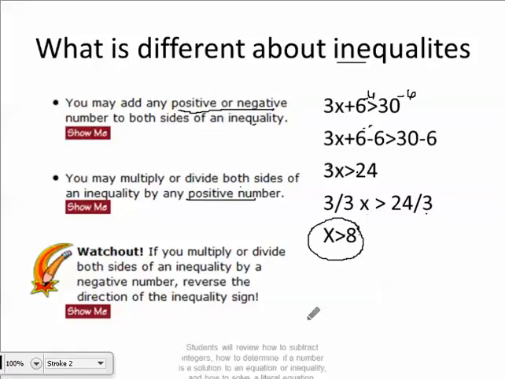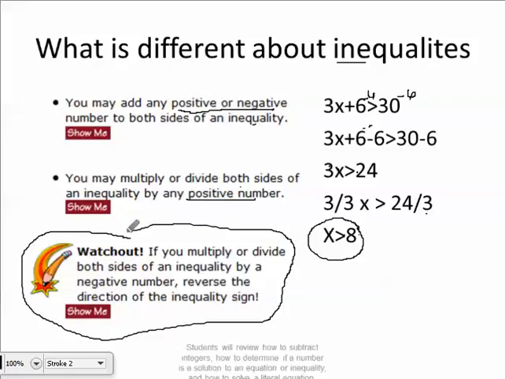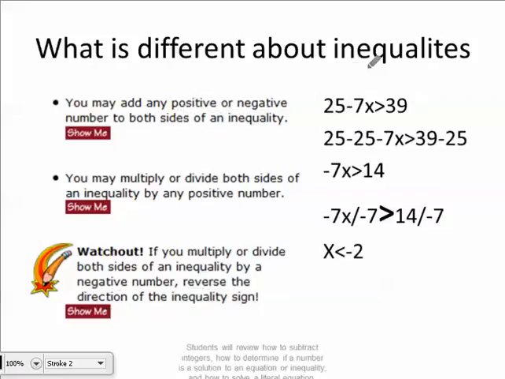That's my answer. Great big watch out right here. Okay? This says if you multiply or divide both sides of an inequality by a negative number, you reverse the direction of the inequality sign. What? You gotta show me what that looks like, okay? Here's the problem.